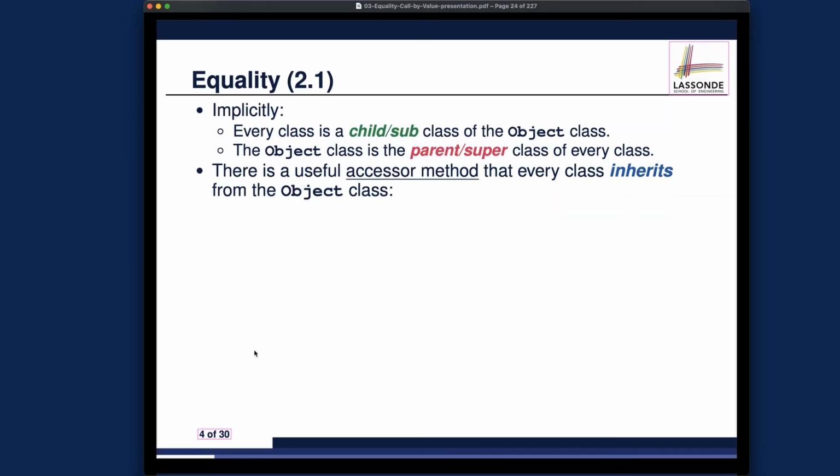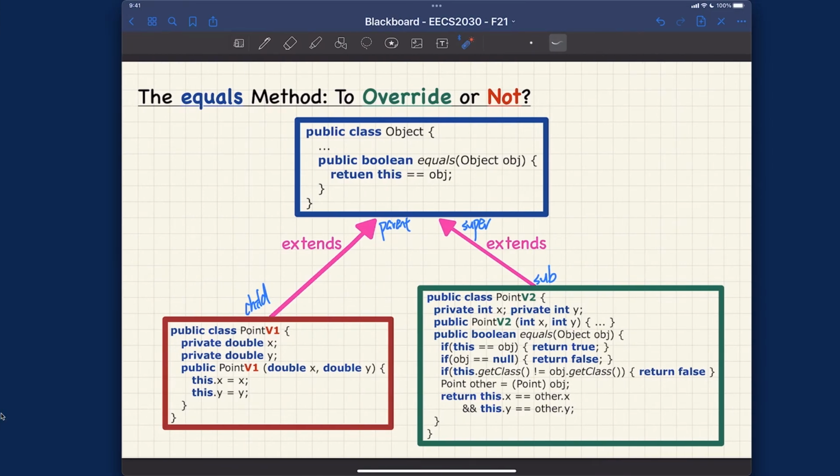And so there is a useful accessor method that every class inherits from the Object class. The method is the equals method. We have already seen the equals method only in the context of comparing string values in the earlier review tutorial. But in this lecture, this module here, we're going to see how we can redefine the equals method for any customized class you want to define.